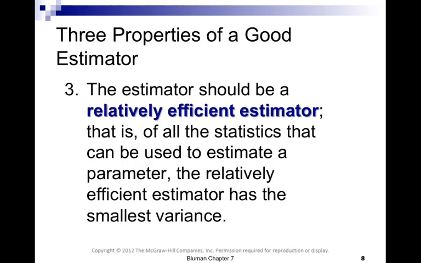And it should be relatively efficient. Of all the statistics that can be used to estimate a parameter, the good estimator has the smallest variance. So those are the three properties of a good estimator.